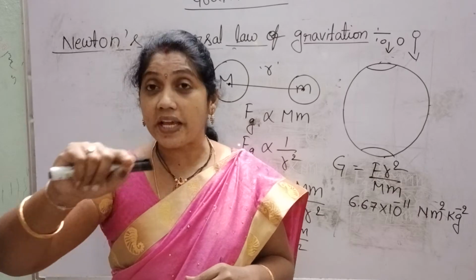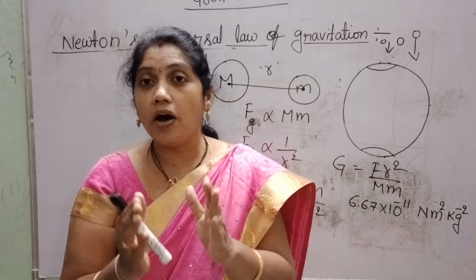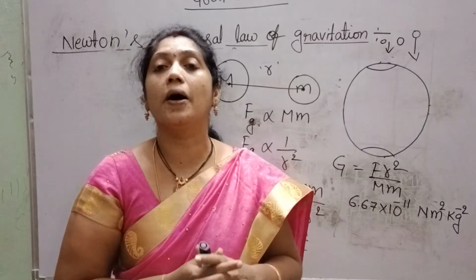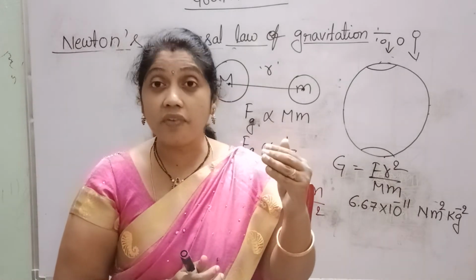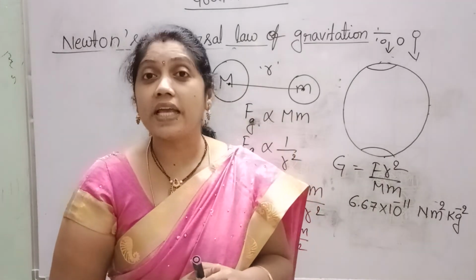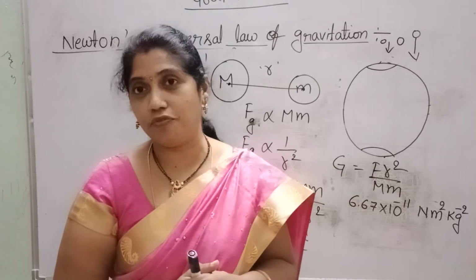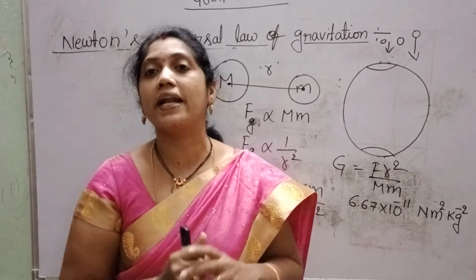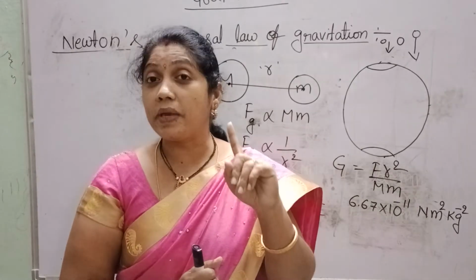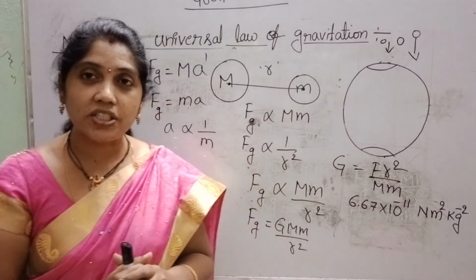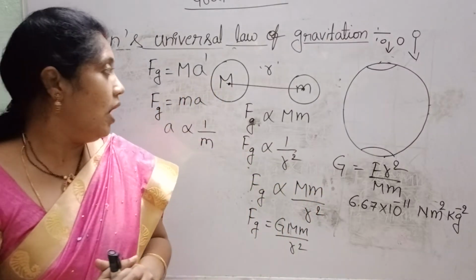So the rotation of the earth and the revolution of the earth around the sun is only because of the gravitational force. Not only the earth, all planets revolve around the sun because of the gravitational force of attraction.